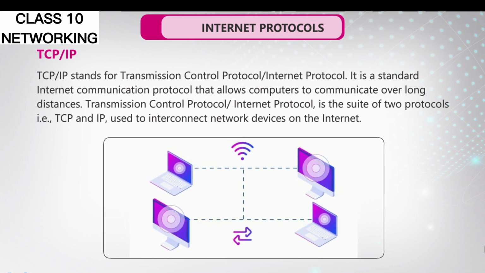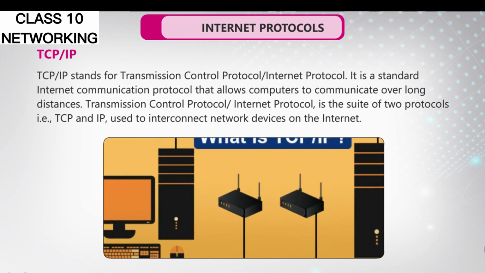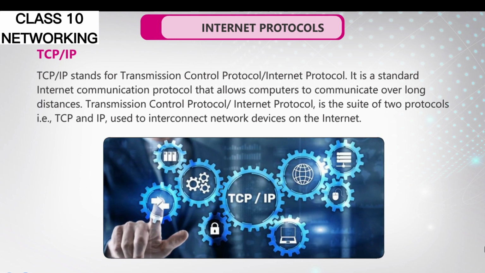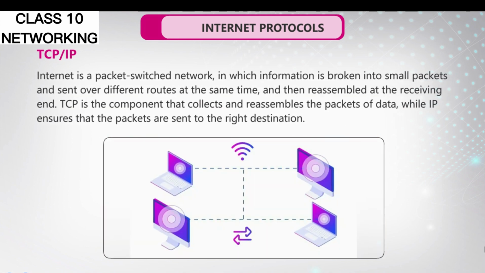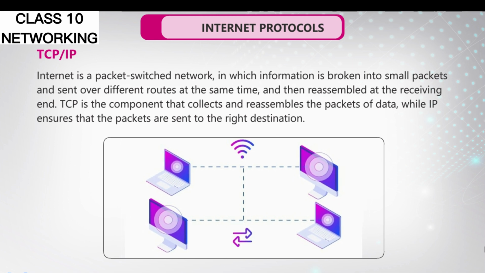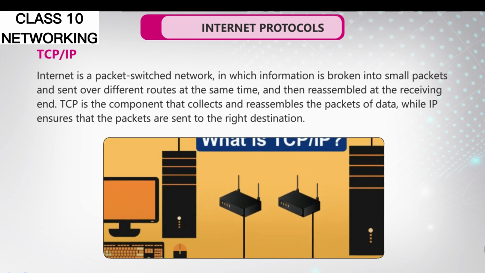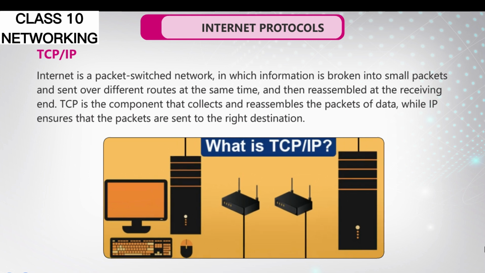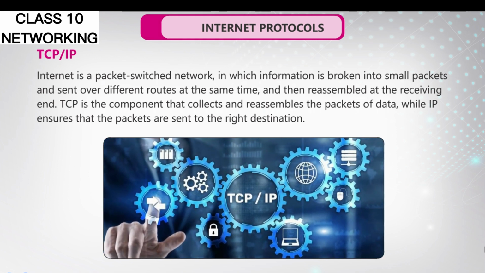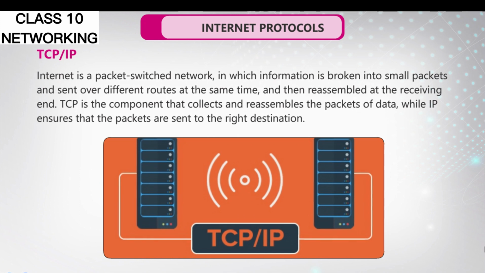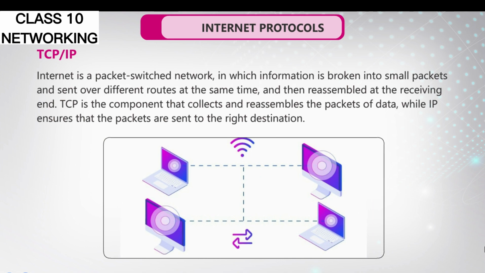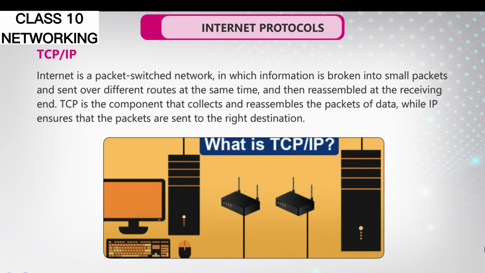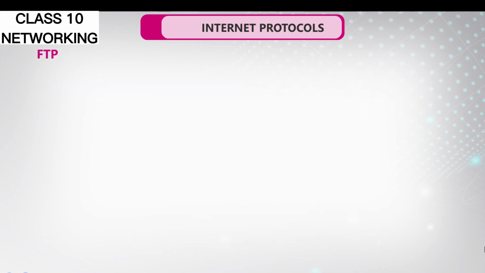Transmission Control Protocol/Internet Protocol is the suite of two protocols, that is, TCP and IP, used to interconnect network devices on the Internet. Internet is a packet-switched network in which information is broken into small packets and sent over different routes at the same time, and then reassembled at the receiving end. TCP is the component that collects and reassembles the packets of data, while IP ensures that the packets are sent to the right destination.